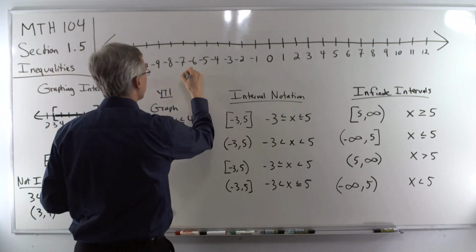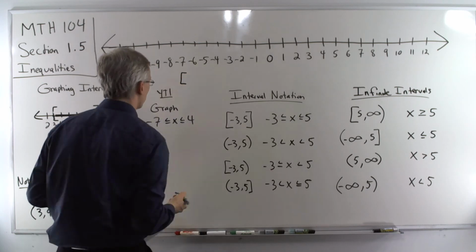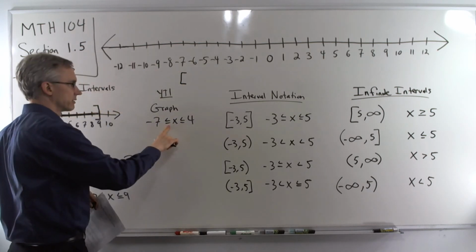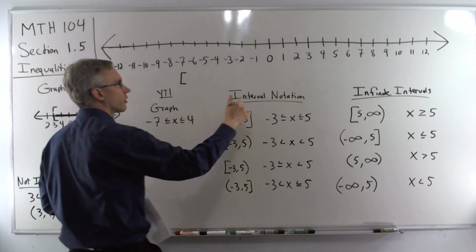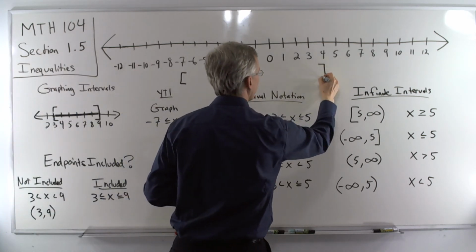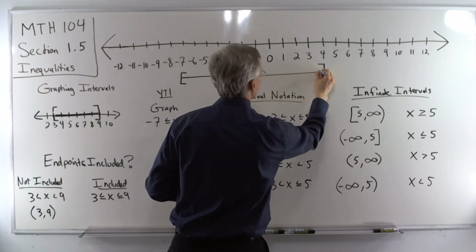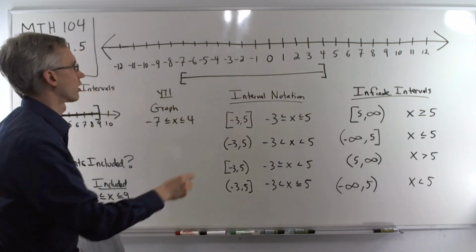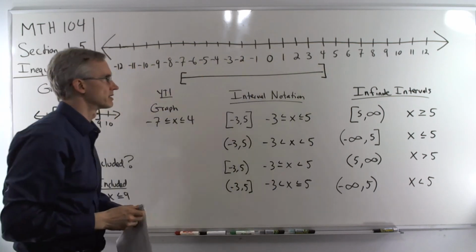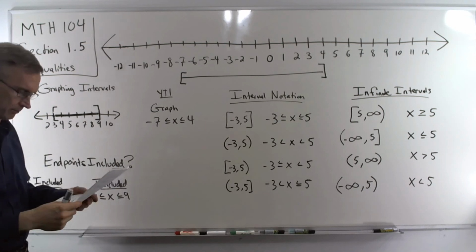So at -7, got a bracket because it's less than or equal to. And the other endpoint is 4, so another bracket there. And then we shade in between. So just darken it up real well so you can see exactly where it's shaded and where it's not.